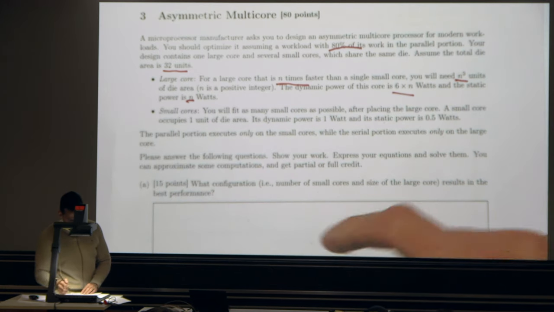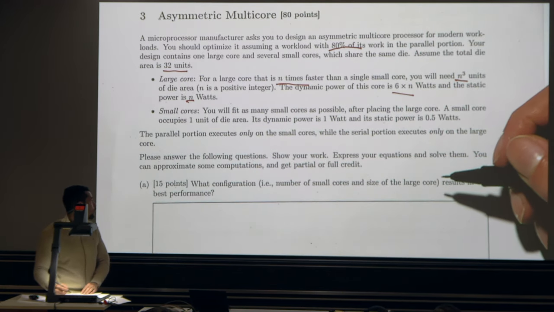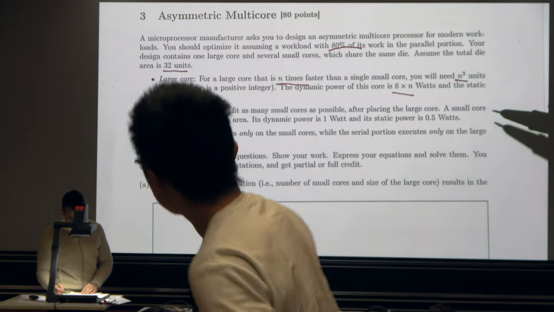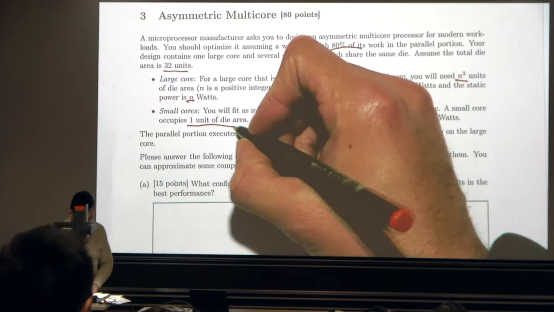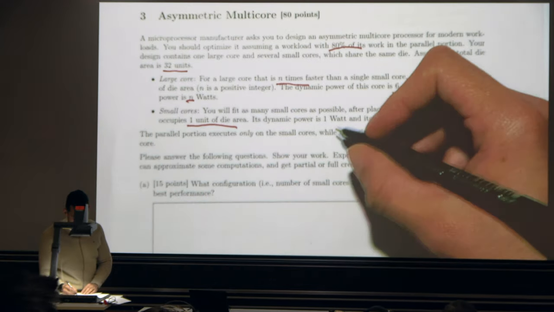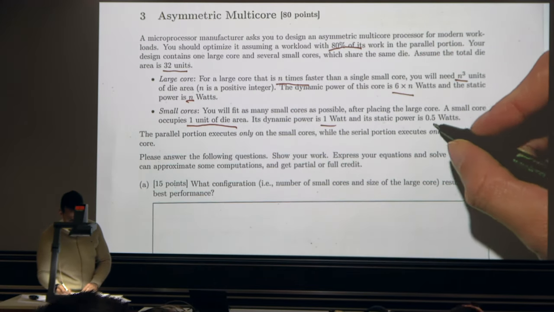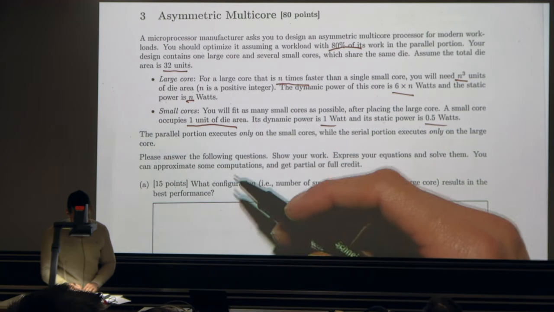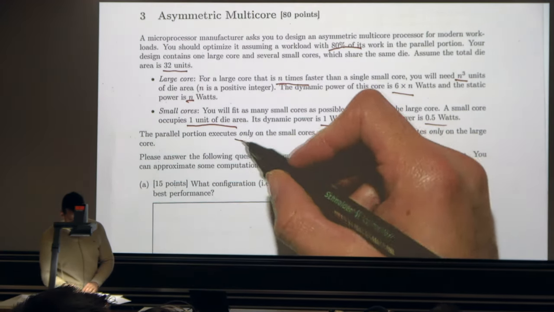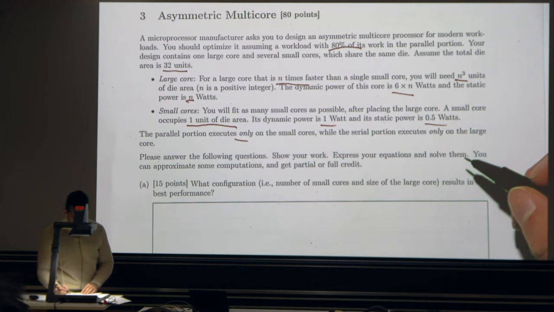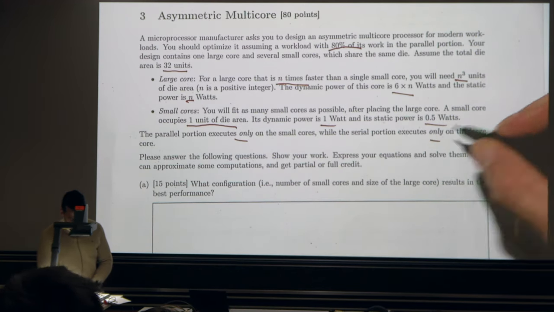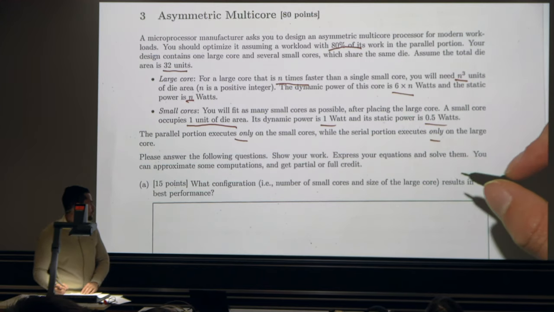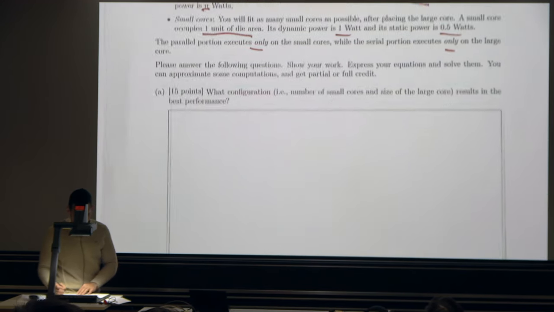For the small cores, you can fit as many small cores in the die after placing the large core. The area is 1 unit of area per small core. The dynamic power is 1, and the static power is 0.5. They say in the question that the parallel portion executes only on the small cores, while the serial portion executes only on the larger core. So, based on this information, you're going to answer the following questions.